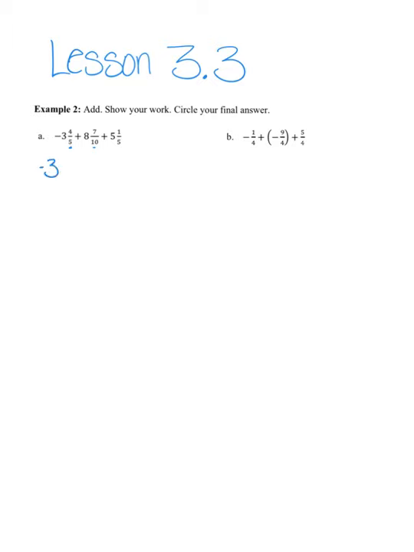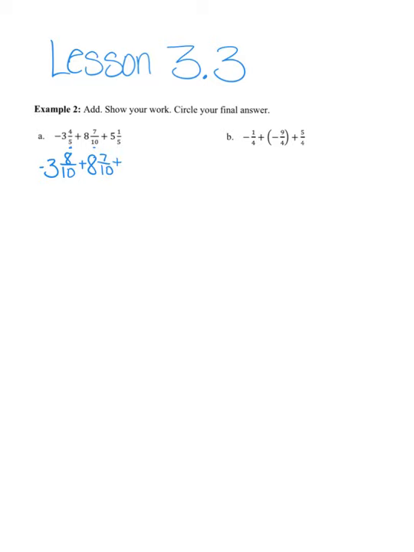So I can rewrite -3 and 4/5 where I multiply both the denominator and the numerator times 2, because I know that 5 times 2 is 10. So 4 times 2 is 8. So my equivalent fraction is -3 and 8/10. And then my second fraction doesn't change.